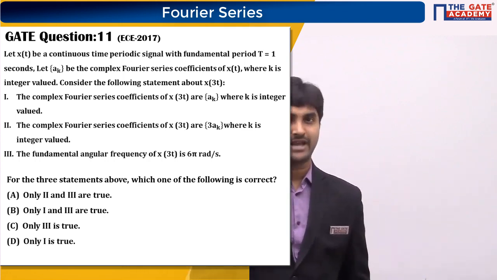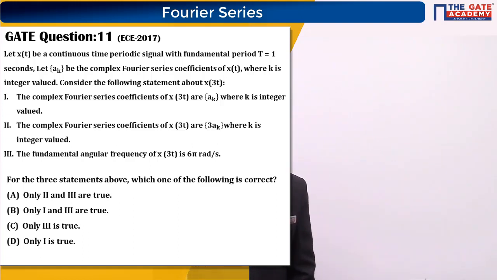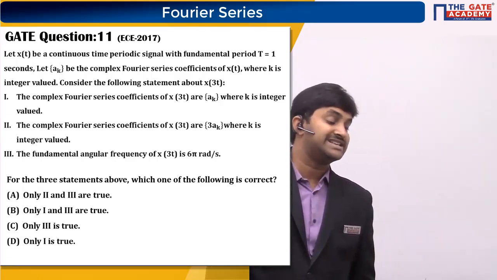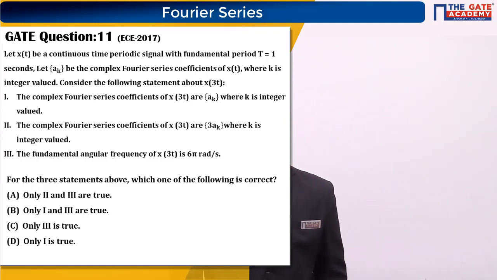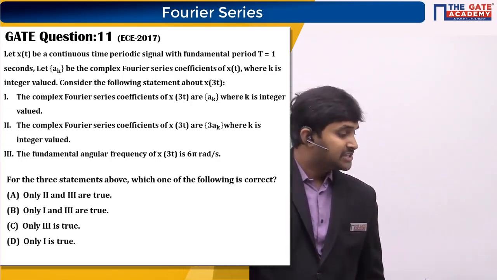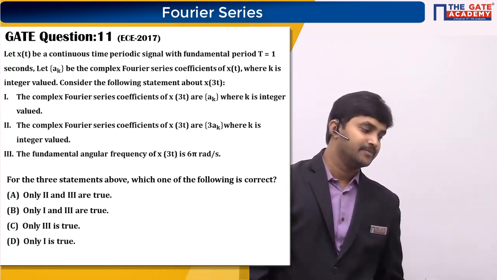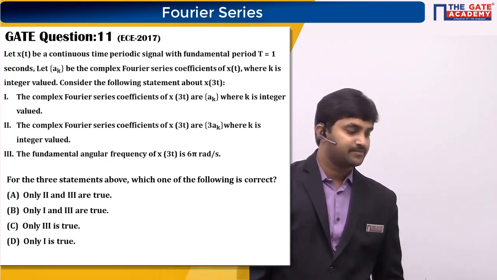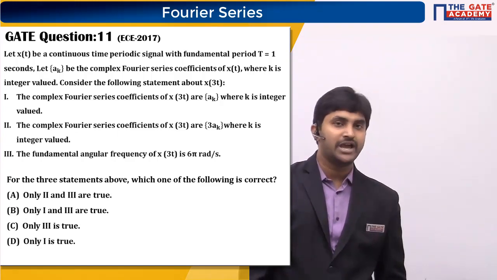Yes, it is correct. The second statement, the complex Fourier series coefficient of x of 3t is 3ak, is not correct because the first statement is correct. So when your first statement is correct, the second statement cannot be correct, right? Because they are contrasting. Third one, the fundamental angular frequency of x of 3t is 6 pi radian per second.